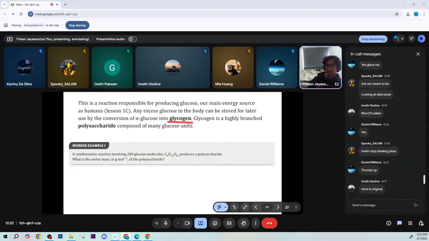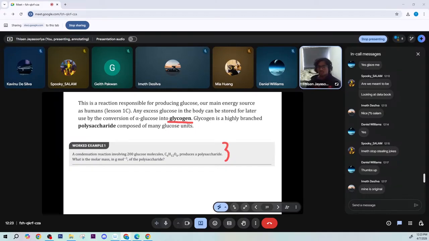You just need to know that here glucose can be stored as glycogen. And if you want to look at glycogen, we can look in our best friend, right? Our best friend has a photo of glycogen on page 20 of the data book. If you guys want to have a look at that, just to familiarize yourself with the glycogen. Now, I'm gonna show you how to do this question.